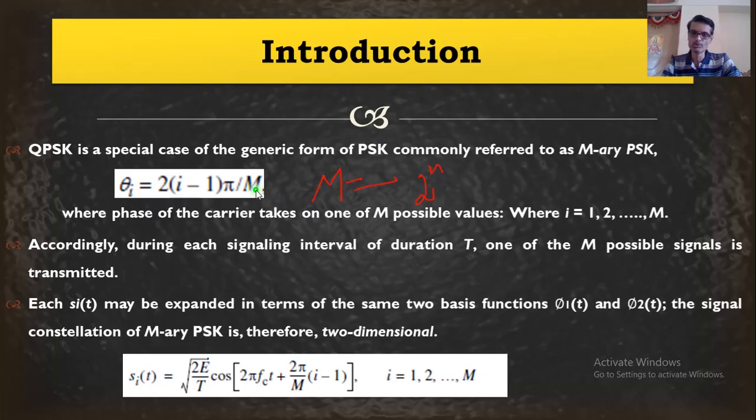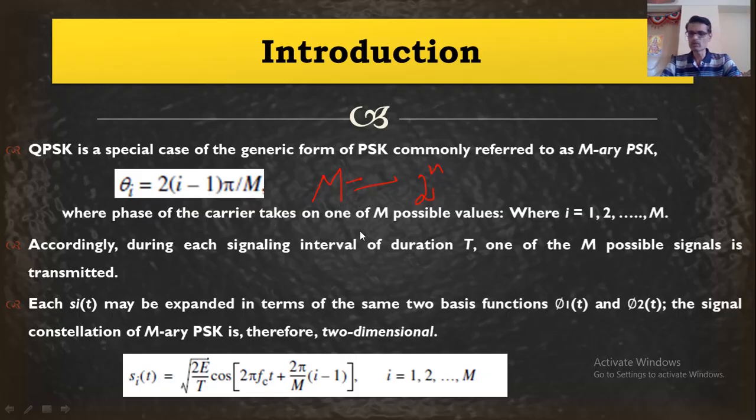If I say M is equal to 8, that is i goes from 1 to 8. If i is equal to 1, again it is 0. If i is equal to 2, it is 2 by 8, which is 1 by 4, pi by 4. That is the angle we are going to allocate to the second combination, then pi by 2, right? So 45 degree phase variations. With this, we get 8 phases. So it forms one circle where 8 possible phases we will get. I'll show you that signal space diagram in the next slide. So depending on the number of bits, I'll get so many different phases.